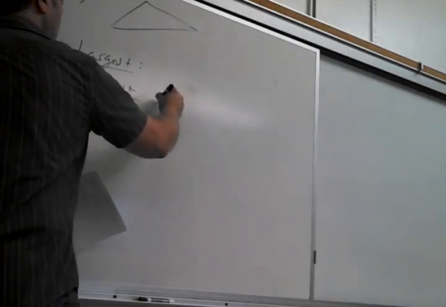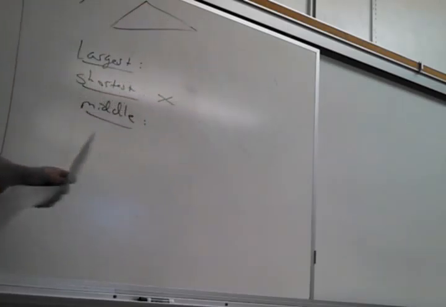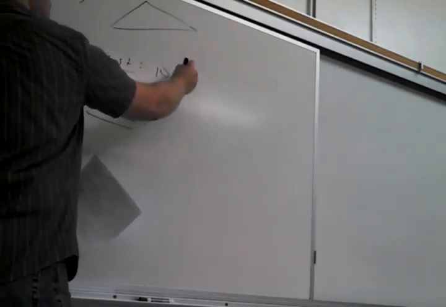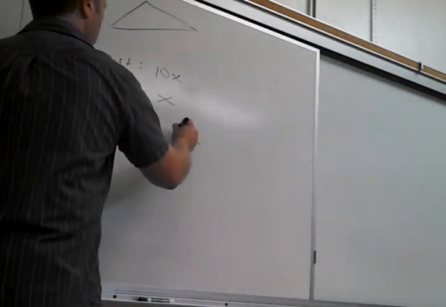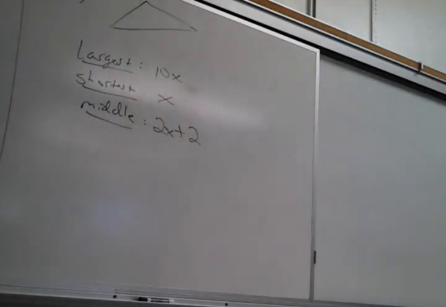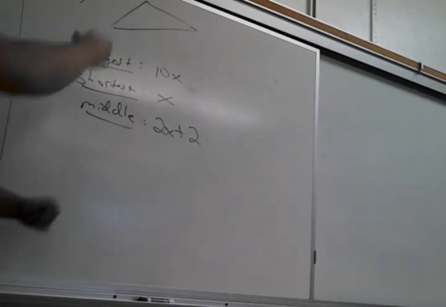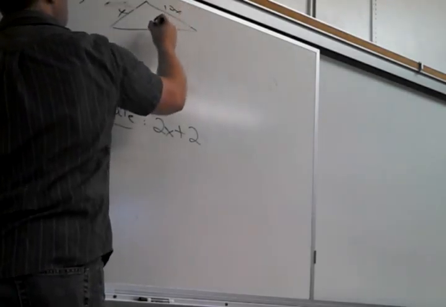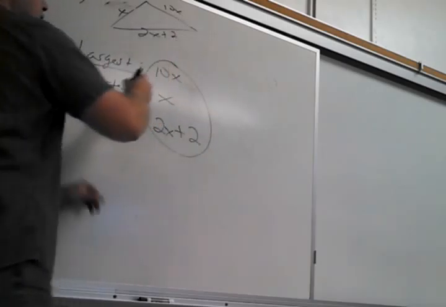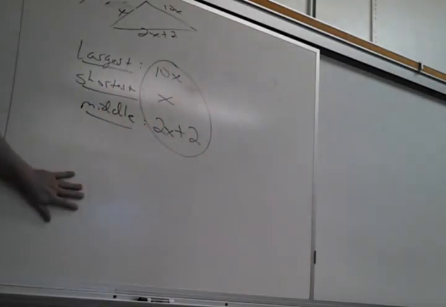So if I call the shortest side X, the largest side is 10 times as large: 10X. It's 10 times as big as this, so it's going to be 10 times that. Once you know what X is, you know what everybody else is. The middle side is 2 more than twice the shortest. I like that, 2 more than twice the shortest. Now, what are those all supposed to do? If I wanted to, I could label my little picture. Well, that looks like the shortest side. It doesn't matter, it's not to scale, thankfully. So all three of these have to add up to be 28.